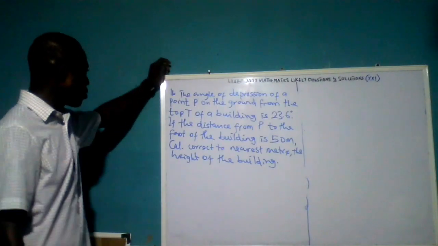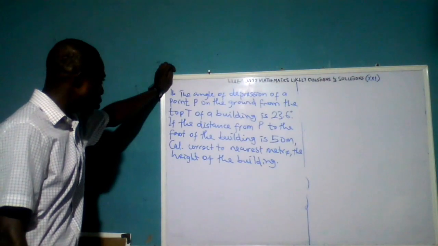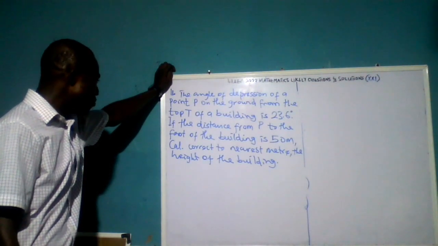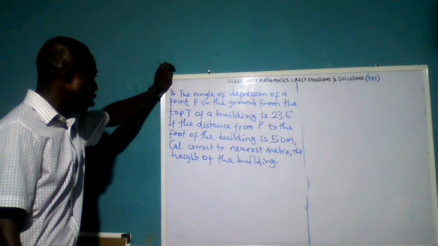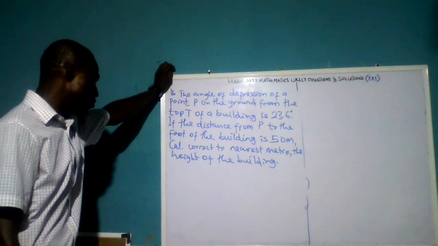Now let's take question number 1b. The angle of depression of a point P on the ground from the top T of a building is 23.6 degrees. If the distance from P to the foot of the building is 50 meters, calculate, correct to the nearest meter, the height of the building.